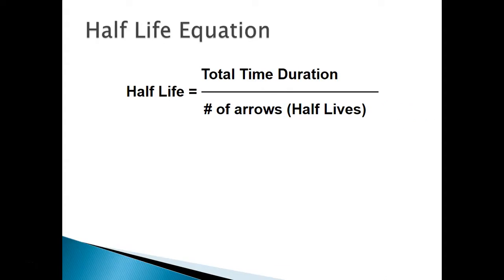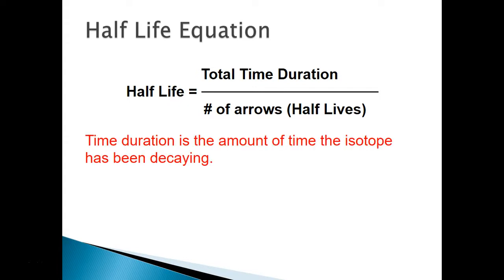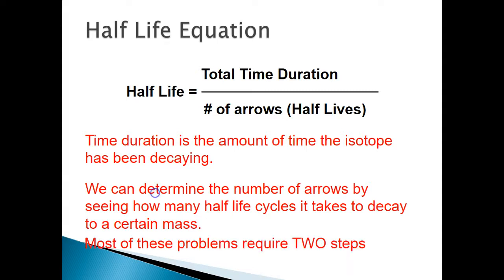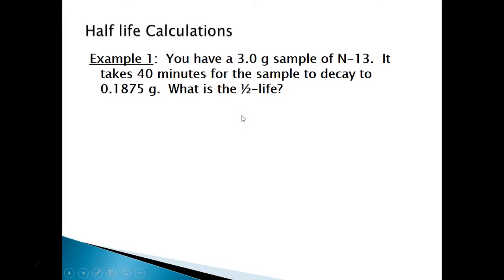Now here's the equation for half-life. The half-life is the total time duration of decay divided by the number of half-life cycles, which we can represent with arrows. So the time duration, again, is the amount of time the isotope has been decaying. We can determine the number of arrows by seeing how many half-life cycles it takes to decay to a certain mass. And you'll see what we're talking about in the next problem. But in most cases, these problems are going to require 2 steps. One step is going to be plugging the numbers into the equation. The other step is going to be figuring out how many half-life cycles or how many arrows we have to draw to make it fit the problem. So what does that mean? Well, let's take a look.